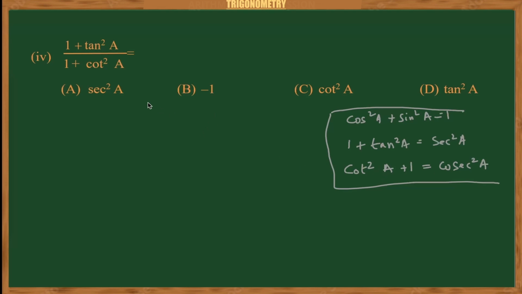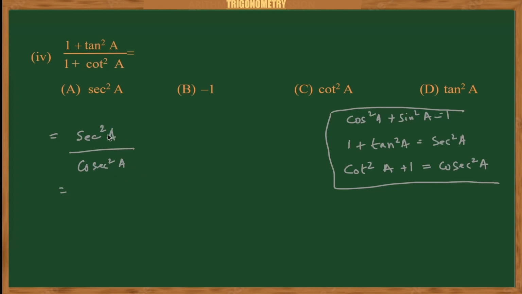So let's see whether we can put, yeah, we can see here 1 plus tan square A. We have a formula, so this can be represented in this format. So let's replace 1 plus tan square A with secant square A. Then 1 plus cot square A. Do we have a formula for this? Yes, 1 plus cot square A or cot square A plus 1, both are same. So the value is cosecant square. So let's put the value here, cosecant square A.